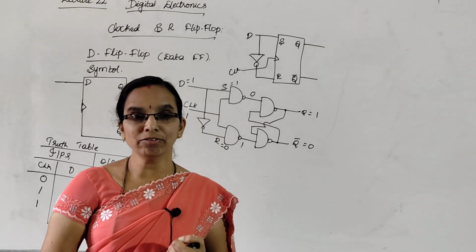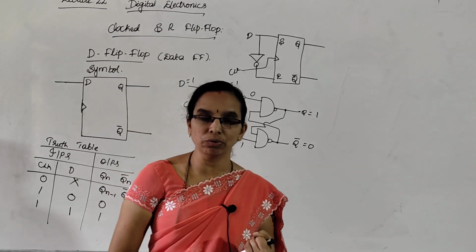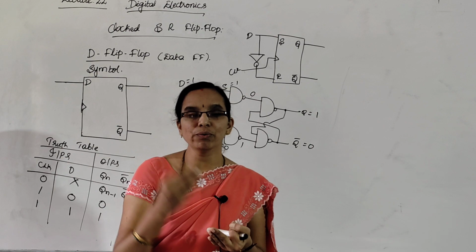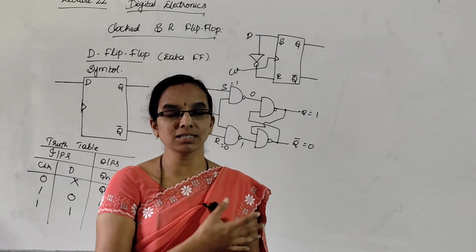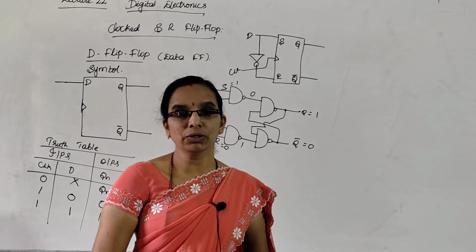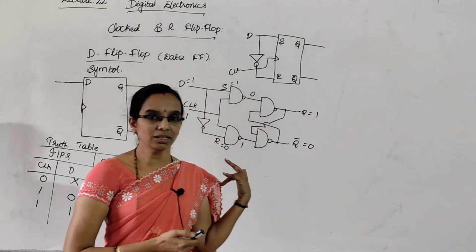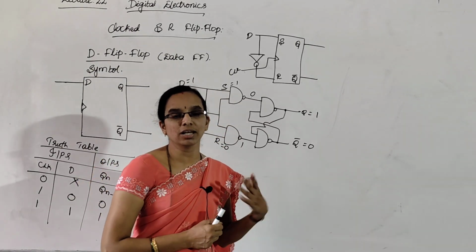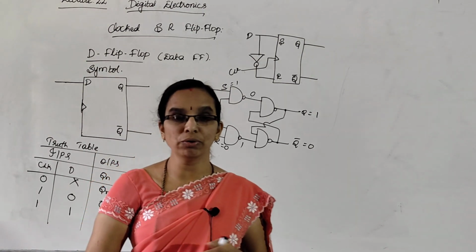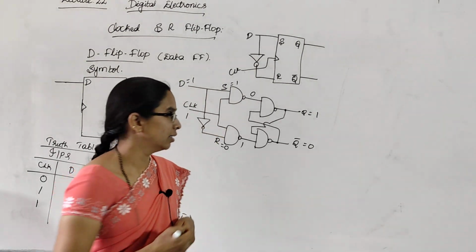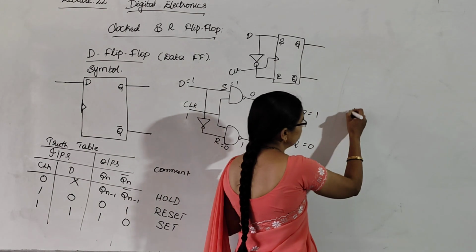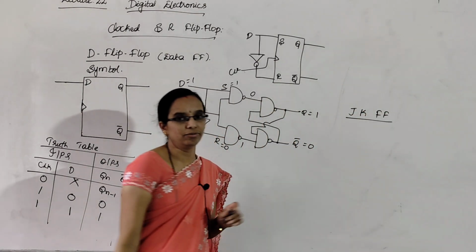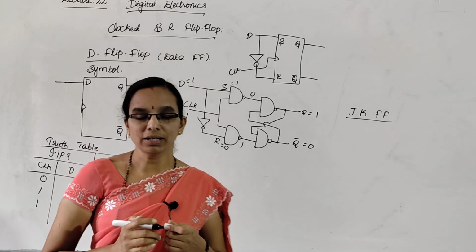By using the D flip flop, the data flip flop, we can store 1 or 0, but we cannot use the memory. That means if you want to keep that set state or reset state like that only, you cannot do it using a D flip flop. Along with that, the S is equal to 0, R is equal to 0 condition is also removed. So to overcome that, they have invented one more flip flop, that is the JK flip flop.